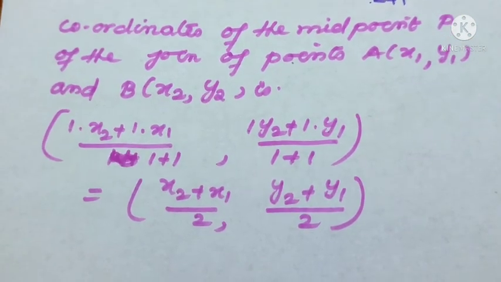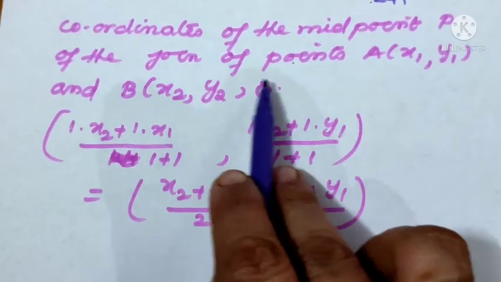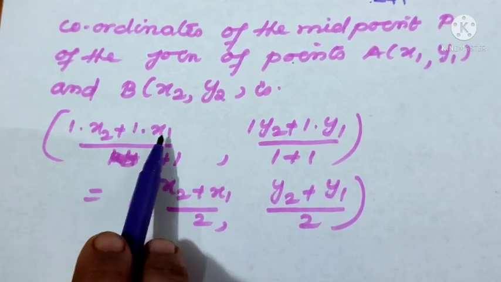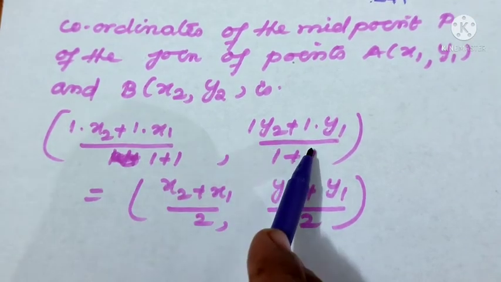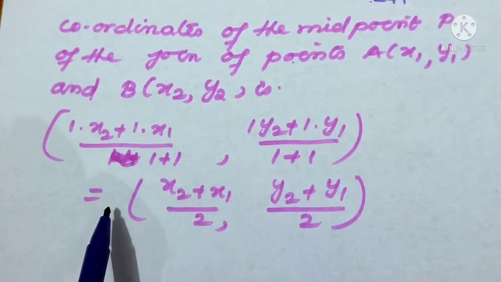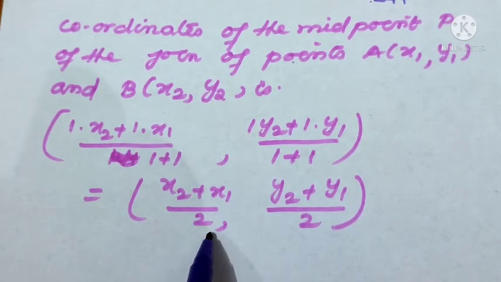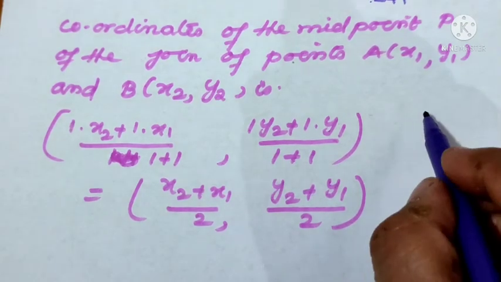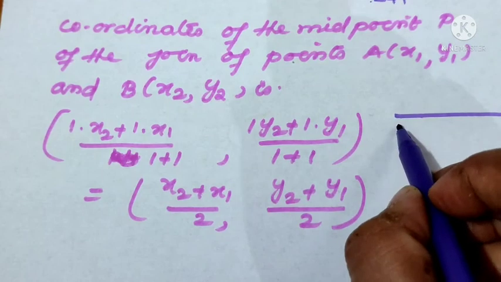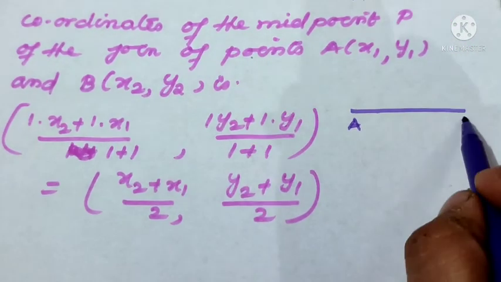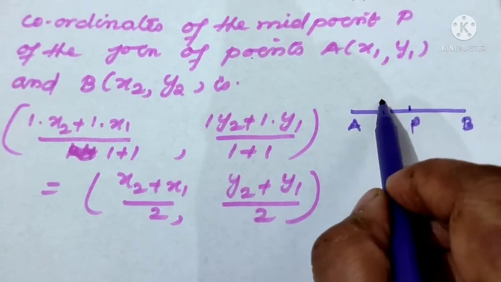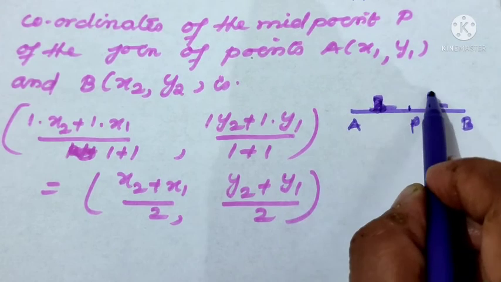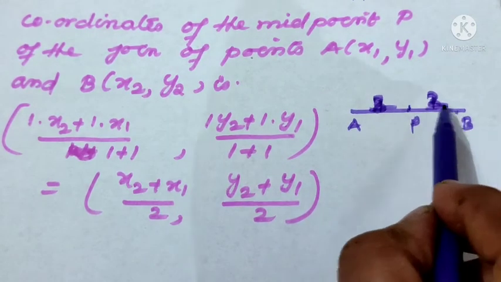What is the next point? Coordinate of the midpoint P of the line joining A(x1, y1) and B(x2, y2) is (1 into x2 + 1 into x1)/(1 + 1), (1 into y2 + 1 into y1)/(1 + 1), or we can say (x2 + x1)/2, (y2 + y1)/2. So what is the meaning of this? When we are taking a midpoint, see A and B, P is the midpoint. It divides 1:1. When it is 2, it is 2:2. When it is 3, it is also 3:3. This midpoint means it is equally dividing.